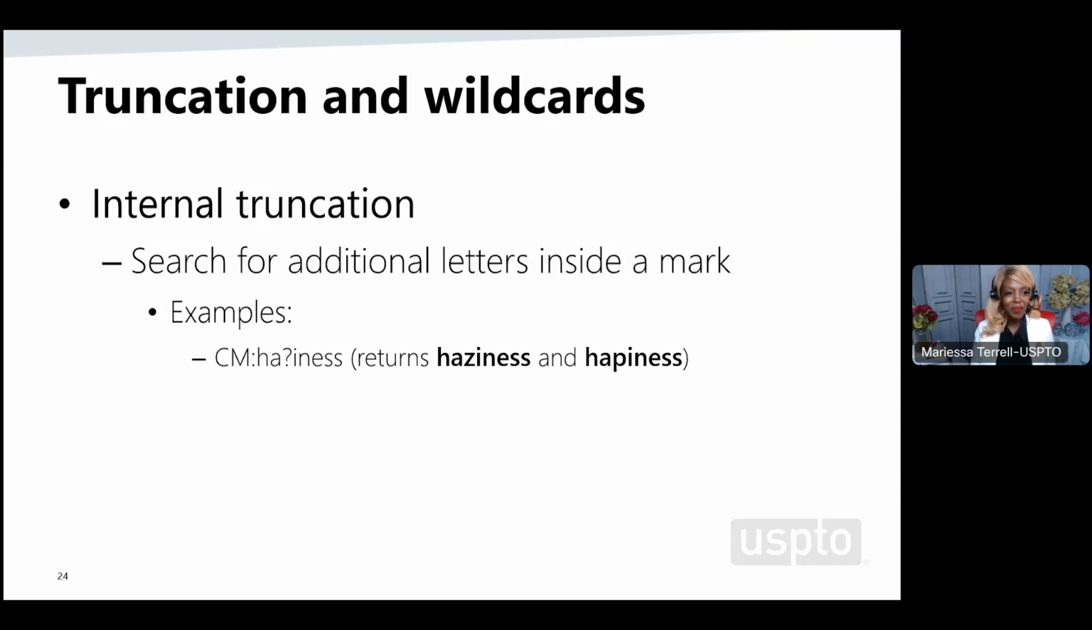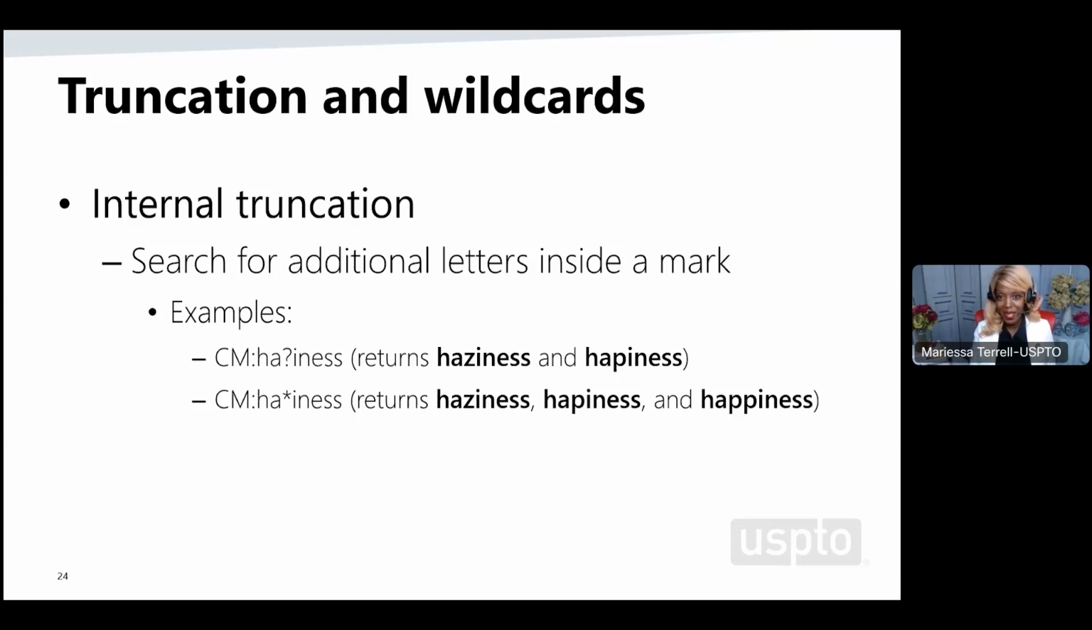All right. If we use the asterisk, however, now that's going to return more letters, an infinite number of letters, okay? So CM:HA asterisk INESS returns haziness. See, there's a Z there. Happiness with one P, happiness with two P's, happiness with 17 P's, okay? That's what you would find using that internal truncation, that asterisk symbol.